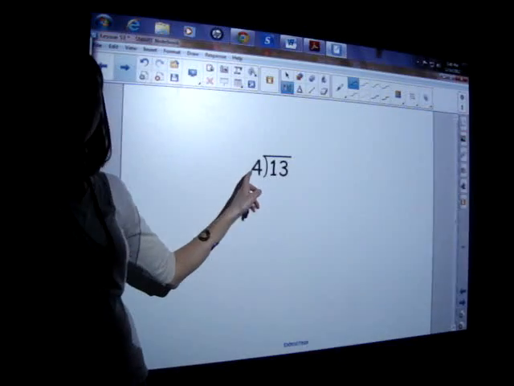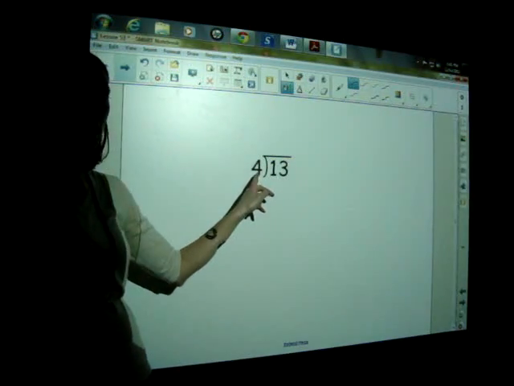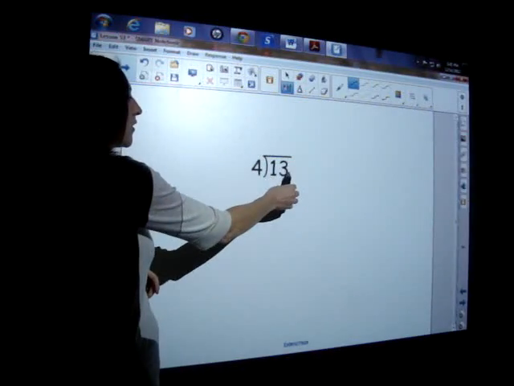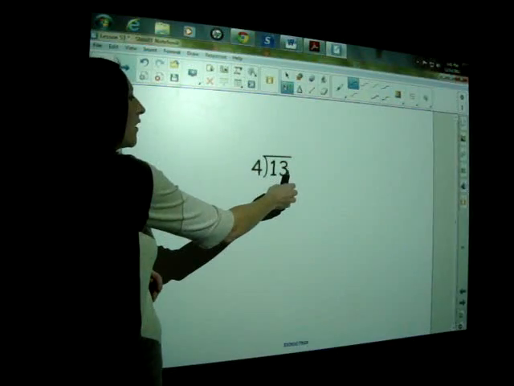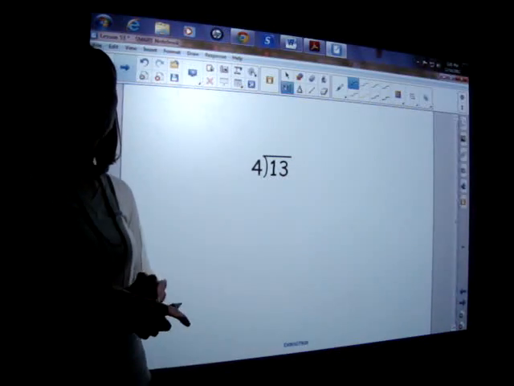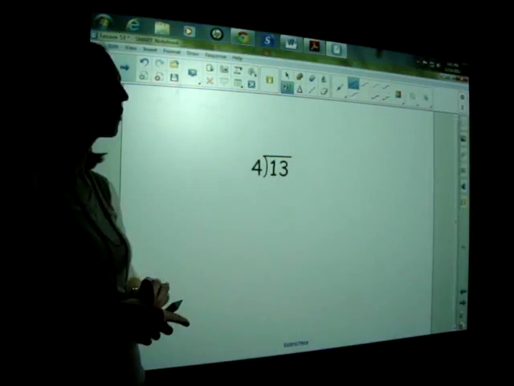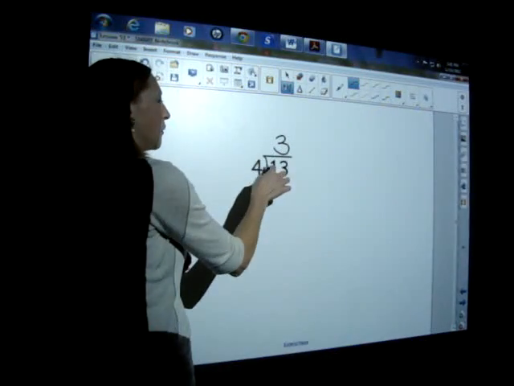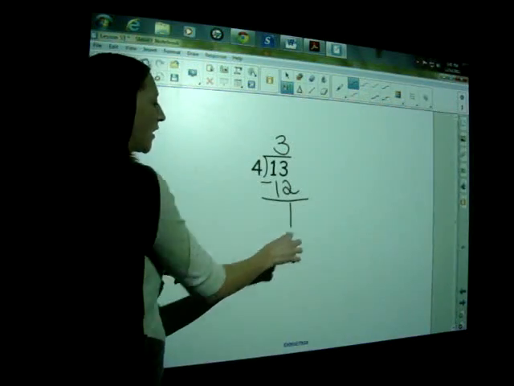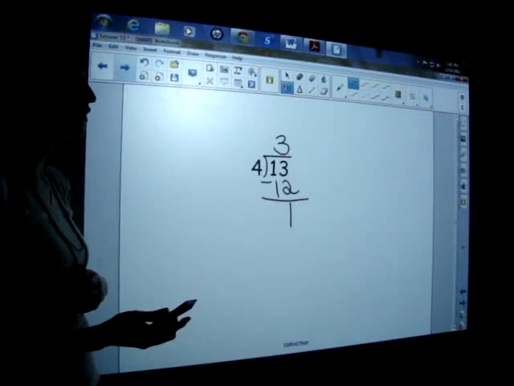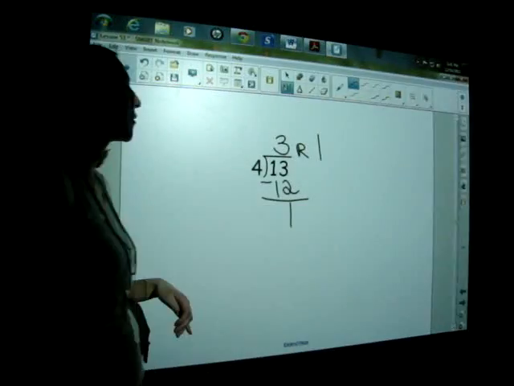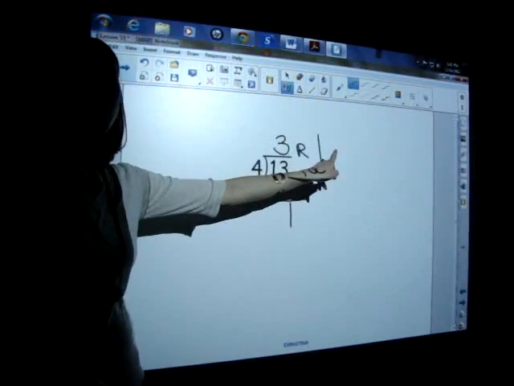So first, here I have 13 divided by 4. So we read from the inside working out. I'm going to ask myself what goes into 4 that's close to 13, but not over 13. So we think, well, 12 is close, so 3 times 4 is 12. I subtract. My remainder here is 1. But what do we do with that remainder? We can write the letter R for remainder and we put it up top. So my answer is 3 remainder 1.